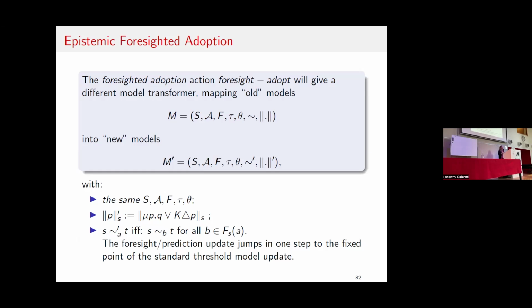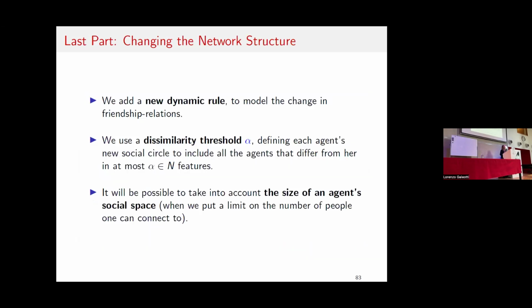So indeed, this foresight or prediction update rule is something that epistemics makes it possible to model. Of course, there are many assumptions built in here about what agents should know about the behavior of their friends, but it allows the cascades to speed up. Now, that's what I wanted to say. I have references at the end that refer to the papers where we are fully modeling this.